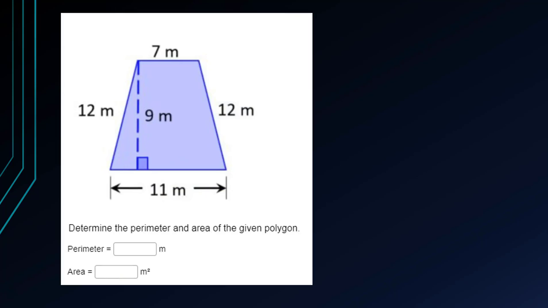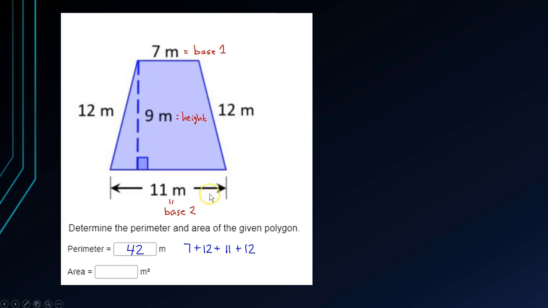And the last one you were given in example 1 was a trapezoid. A trapezoid usually has legs. Now, the legs are the non-parallel sides. The bases are the parallel sides. And the height is drawn perpendicular between the two bases. So for the perimeter, I would just add up all the sides. So 7 plus 12 plus 11 plus 12. And I would get 42 meters.